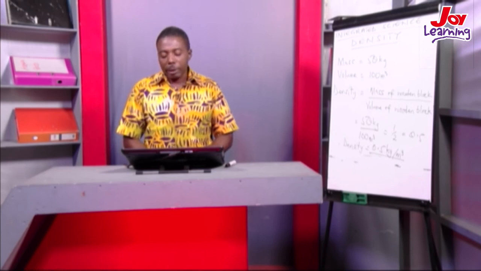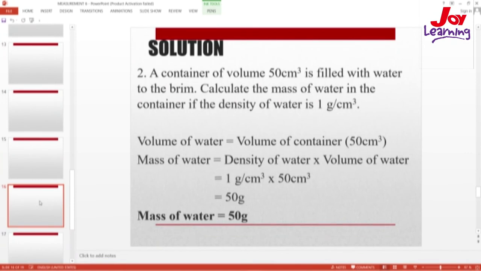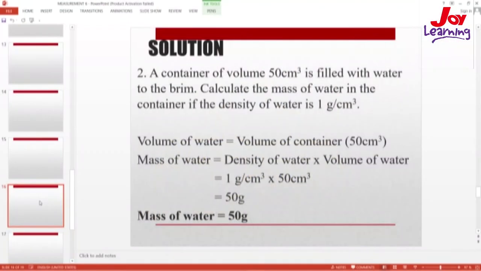Now the mass of water is the density of water multiplied by the volume of water. So that is 1 gram per cubic centimeter multiplied by 50 cubic centimeters. Obviously, when you multiply 1 by 50, the answer will be 50. Since cubic centimeters will cancel out, the final answer will be 50 grams. So our mass of water is 50 grams.